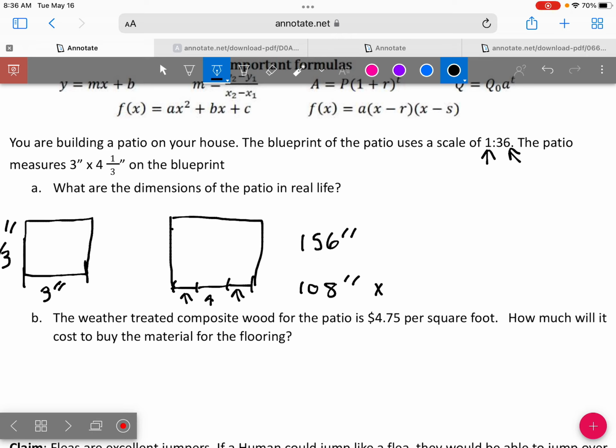156 inches. I don't know why I put it up there. So it turns into 108 by 156 inches. Since we have peripheral vision and we notice the next thing talks about square feet, can we switch this into feet? Plus, 108 inches is how many feet? How would we adjust that?